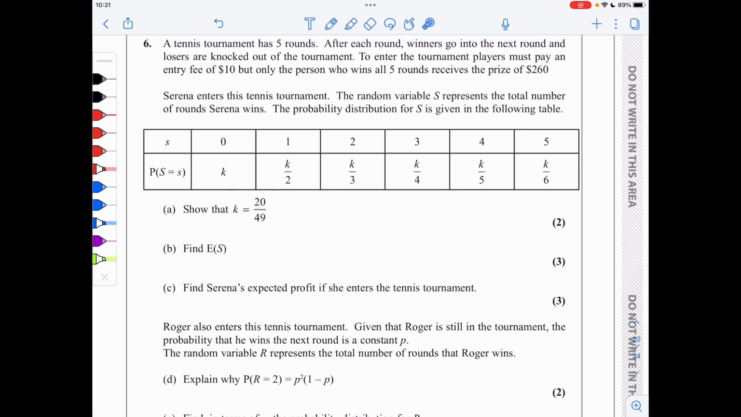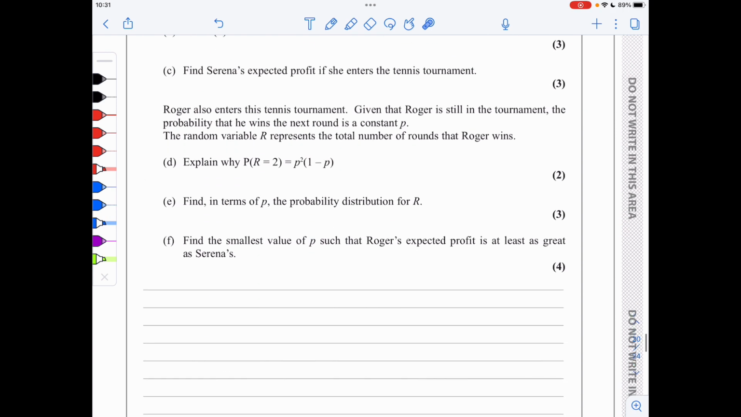Now to do that, we know that the sum of the probabilities should be 1. So I could start by adding up. So I've got k plus k over 2 plus k over 3 plus k over 4 plus k over 5 plus k over 6 is equal to 1. This leads to 49k over 20 is equal to 1, and therefore k is 20 over 49 as required.